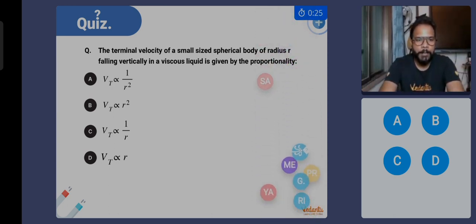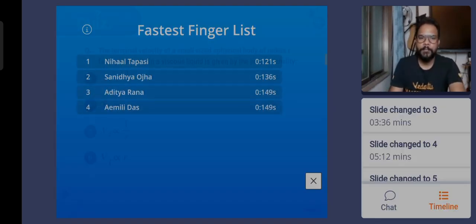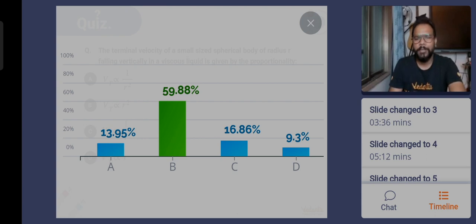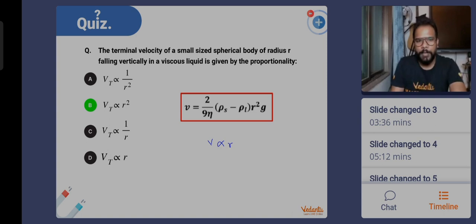Last 5 seconds now, everybody. Okay, time's up. Let's see. Directly formula based. Should be right for everyone. Very good. So I don't need to say anything here. V is directly proportional to r square. So answer is option B.